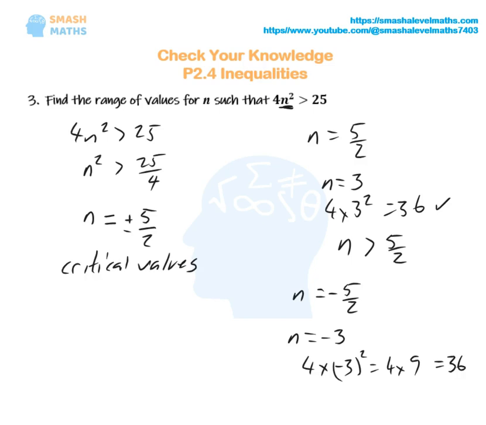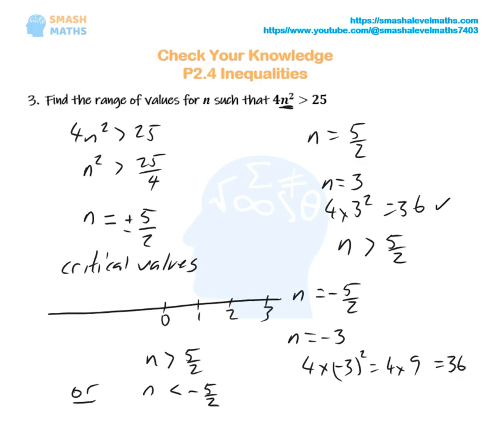So what we need, therefore, is that n has got to be greater than 5 over 2, or n has got to be less than minus 5 over 2. So we've got two completely distinct ranges. Imagine on our number line, let's draw that out. 0, 1, 2, 3, minus 1, minus 2, minus 3. So there's 5 over 2, and we know we need all of those values up there. There's minus 5 over 2, we need all of those values there.